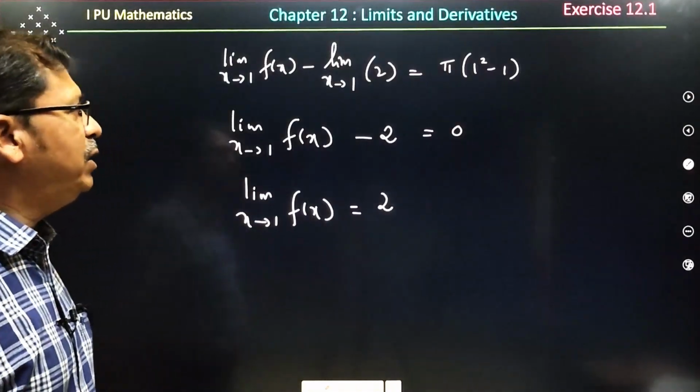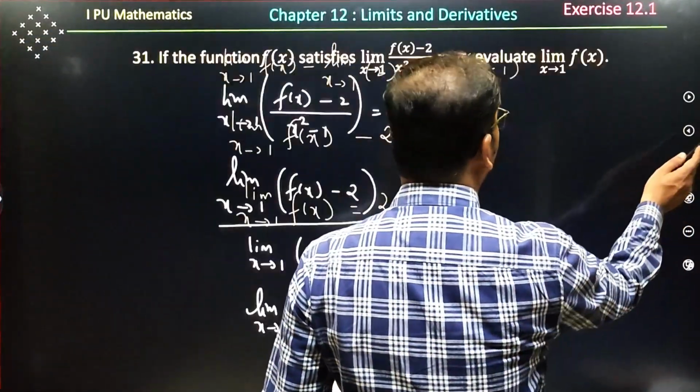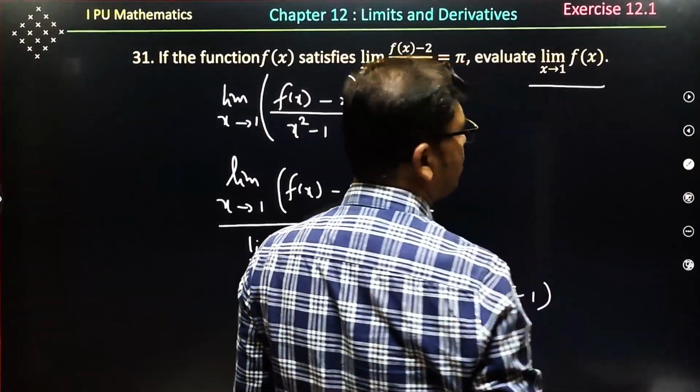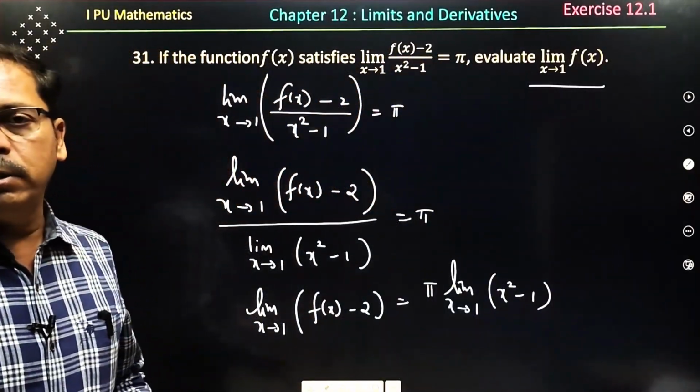Nothing to calculate. We need to find out what? See the question. What we need to find out? Limit x tends to 1 f(x) we need to find out. That we have calculated.